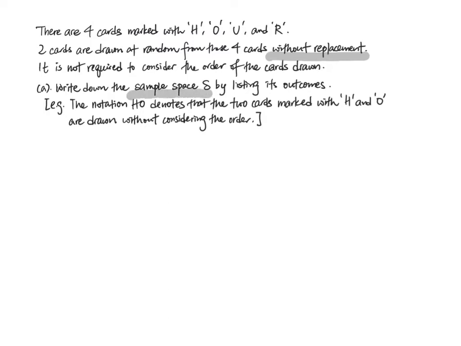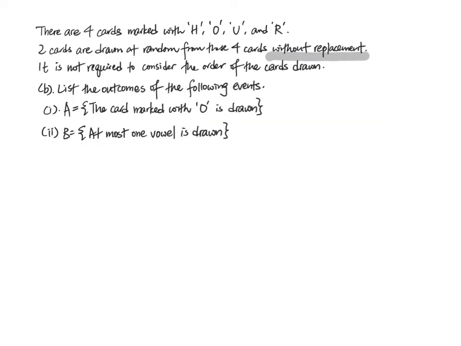So if you still remember, sample space from junior form is a collection of all the possible outcomes of a random activity. Okay, and now we are representing it in the form of a set. So this one is very, very easy. Here's the answer. So HO, HU, HR, OU, OR, and UR. These are all the possible outcomes. And again, the order doesn't matter, so there's no such thing as OH because it's the same as HO.